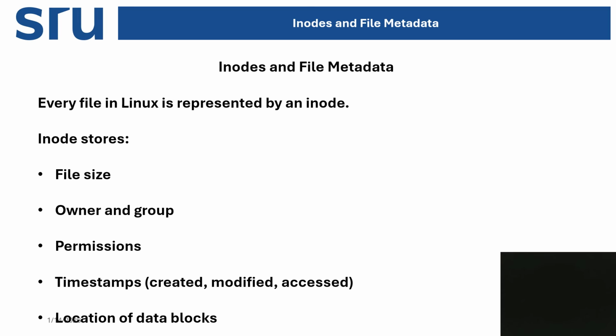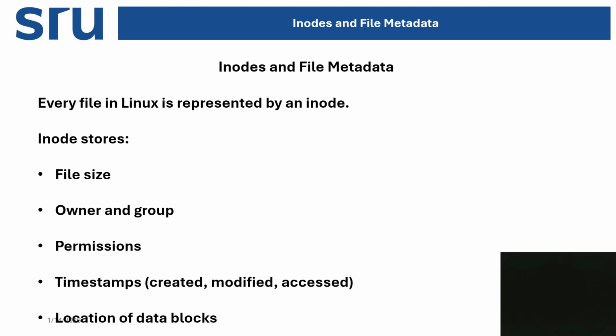Next, inodes and file metadata. Whenever there is a file or directory, everything is treated as a file, as we have already discussed. The important point is that every file in Linux is represented by an inode. An inode is one type of concept available in the Linux operating system. It maintains some information about that specific file. So what type of information does it store in the Linux operating system?